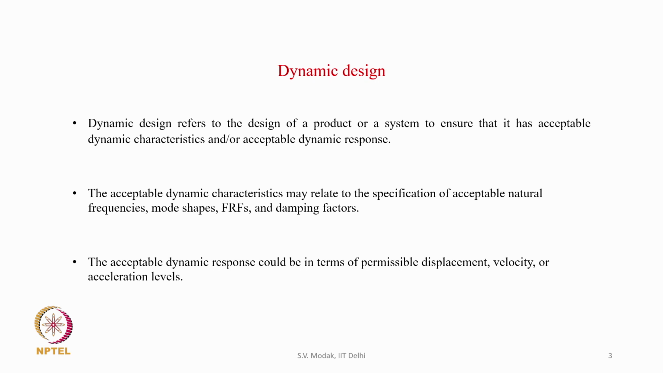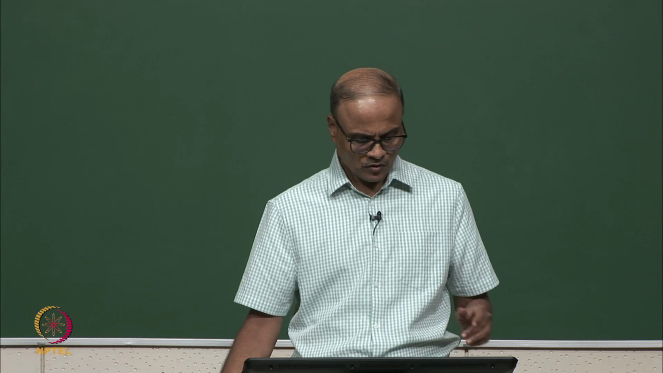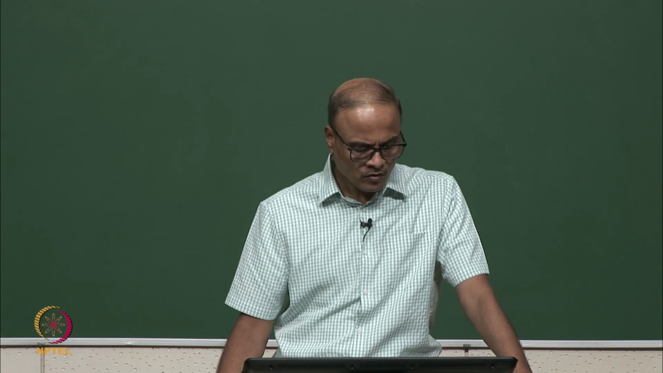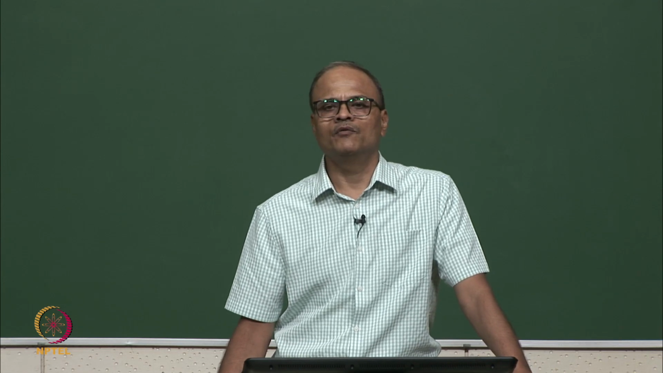Similarly, the acceptable dynamic response could be in terms of permissible displacement, velocity or excitation levels. When we say that the dynamic response is acceptable, what we mean is that the levels are within the permissible limits. This is what we refer to as dynamic design, that we would like to have acceptable dynamic characteristics and acceptable dynamic response. So now, how is dynamic design carried out?